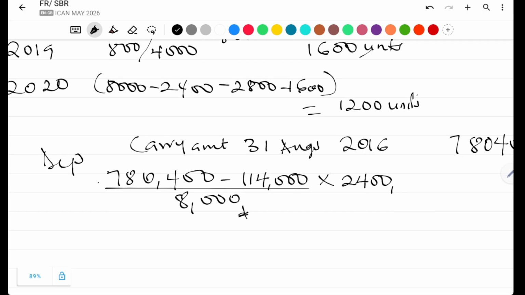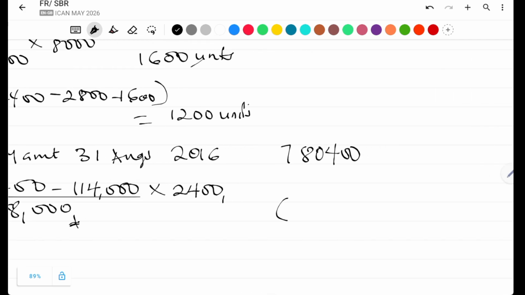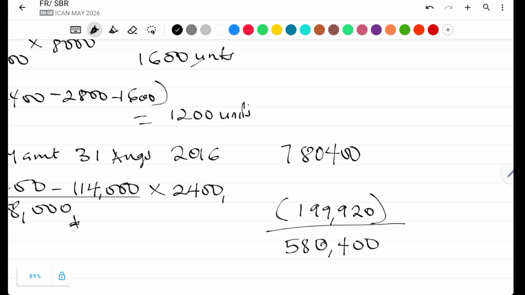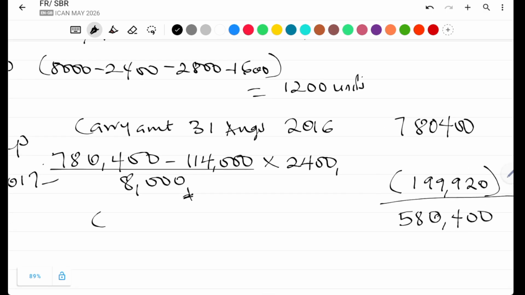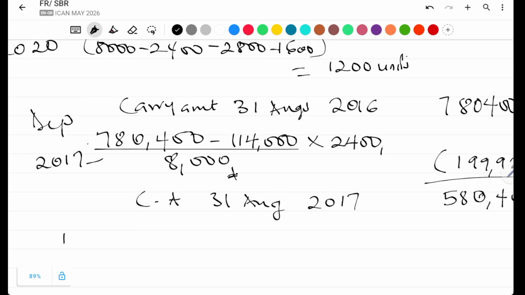Okay, so this depreciation is 2017. So now that we have the amount, we can calculate that, which is 199,920. Okay, we take that away from the carrying amount, you have 580,400. Okay, that's the carrying amount now at 31st August 2017. So depreciation for 2018. Remember we've done 2017 already.